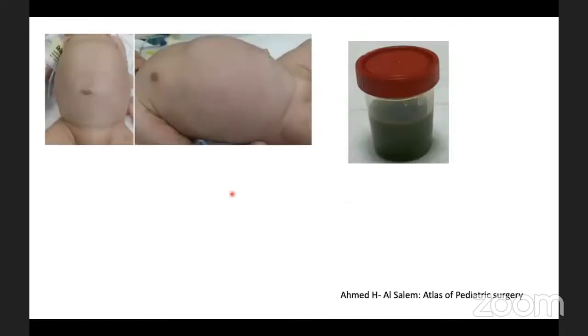This is just a picture to show you a baby who has a quite distended abdomen, which, as I said, the more distended abdomen, it looks like a distal obstruction. And this baby also has bilious colored vomiting as well.